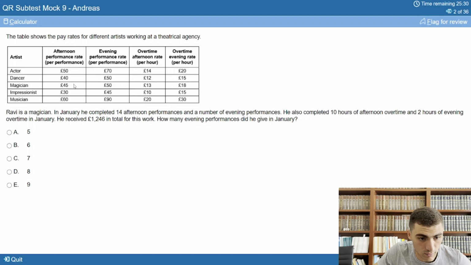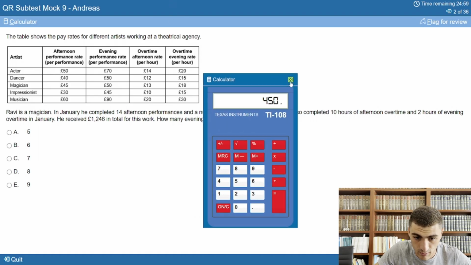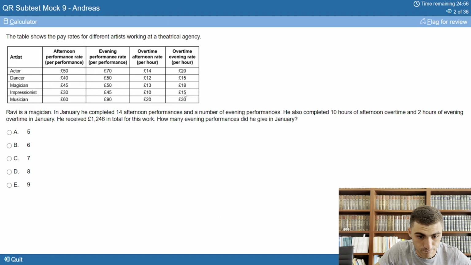So it's 14 times 45. That's the same as saying 7 times 90. So that's 630. 10 times 13 is 130. So it's 760. We add those two: 760 plus 2 times 18 is 36. 796. So 796. So it's 450, and divide that by 50, so it's 9. 2 is E.